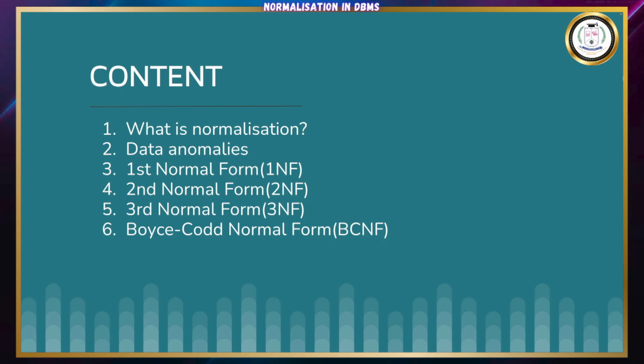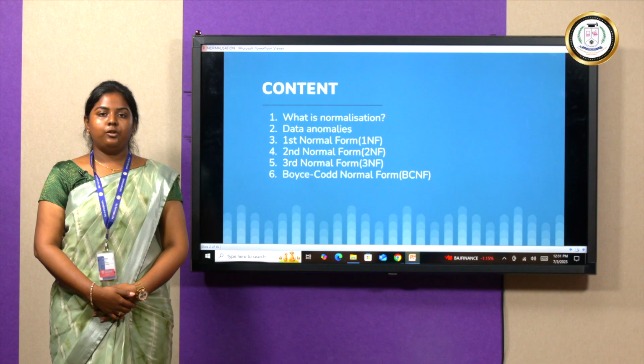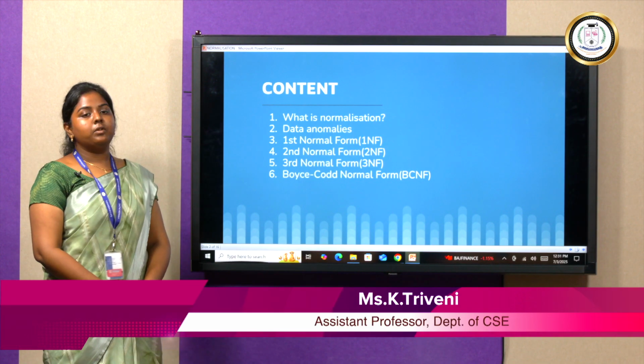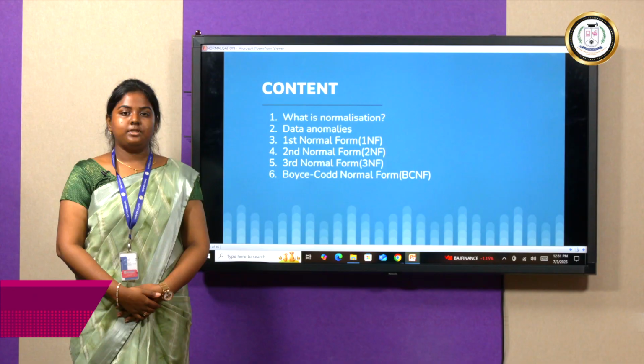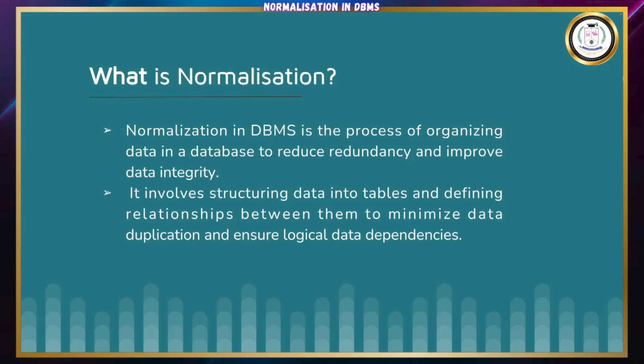So the first one is what is normalization and why are we using normalization in our given tables. And next is data anomalies. And next we are going to see about the normal forms: first normal form, second normal form, third normal form, and Boyce-Codd normal form.